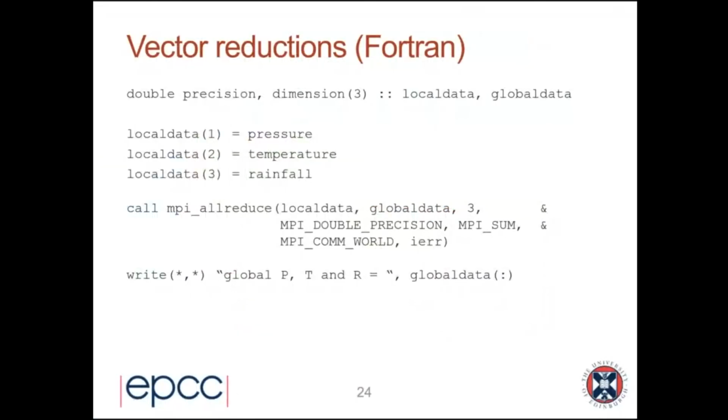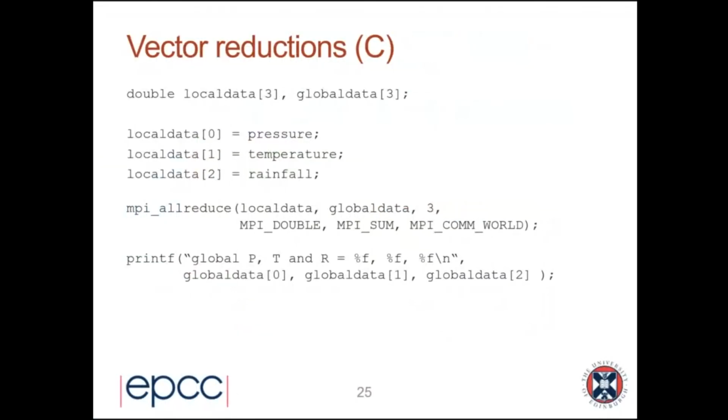Apologies for that. In C, it's just the same: local data, global data, pressure, temperature, rainfall. You all reduce the local data, doing 3 items, and then you print them out. Hopefully that is functionally equivalent to doing 3 separate reductions for pressure, temperature, and rainfall, but probably 3 times as fast. Does that make sense?